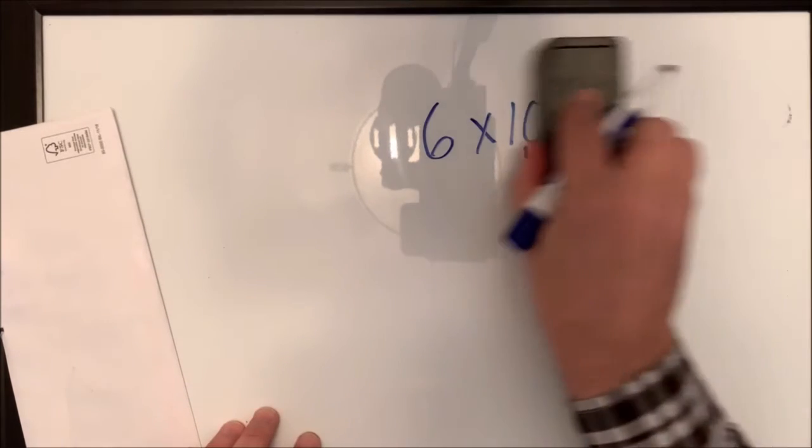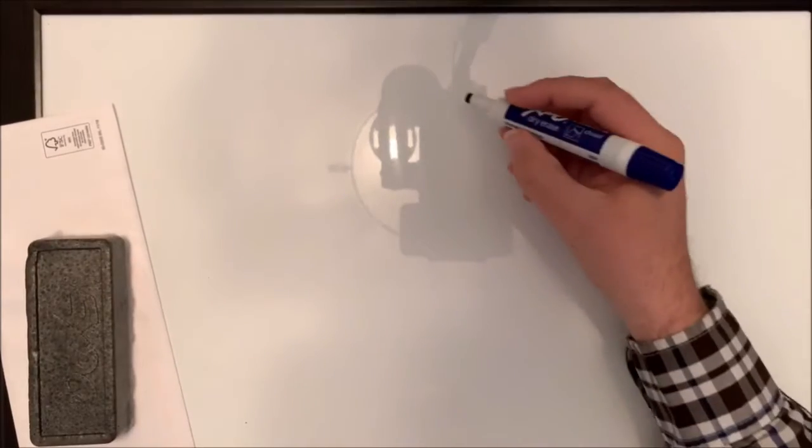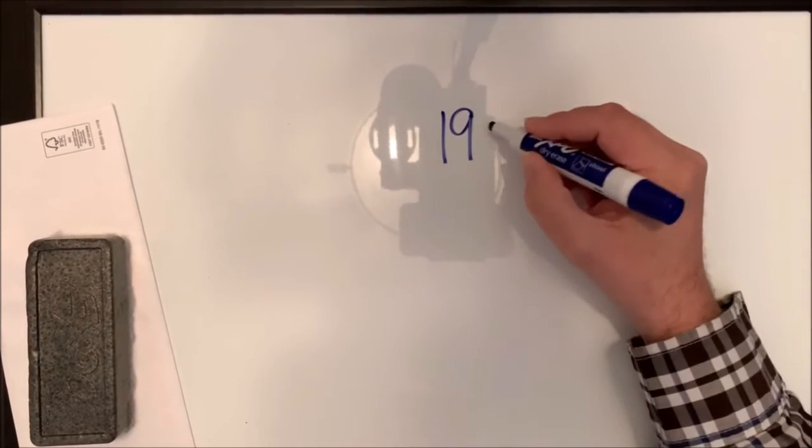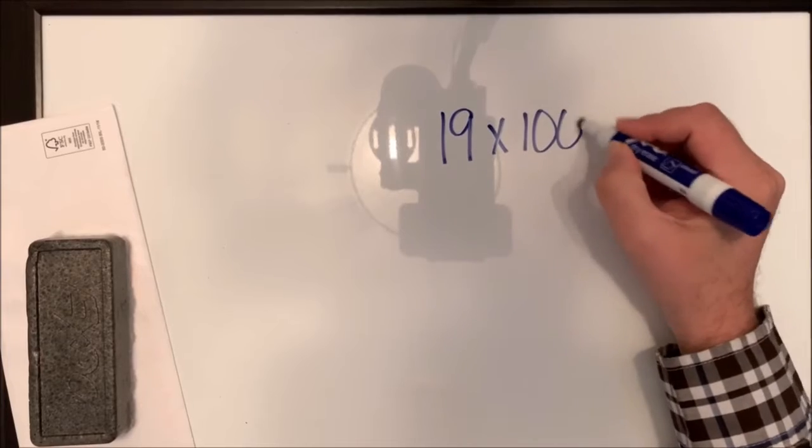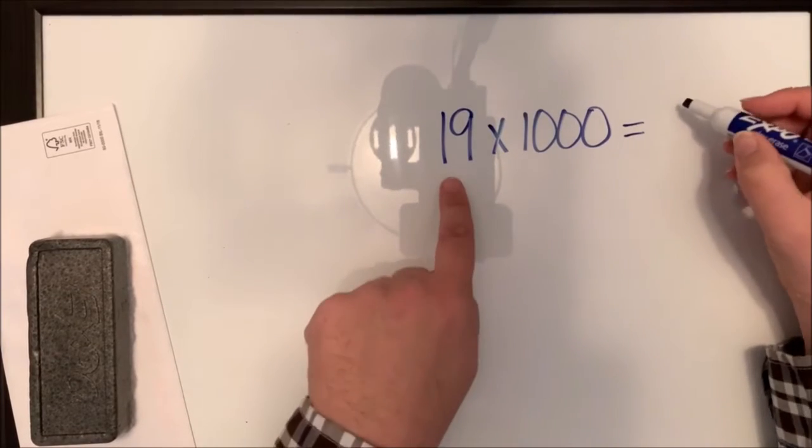So it's a good little trick to remember, because if I give you a crazy big number like 19 and asked you to multiply it by 1,000, you would just put 19.